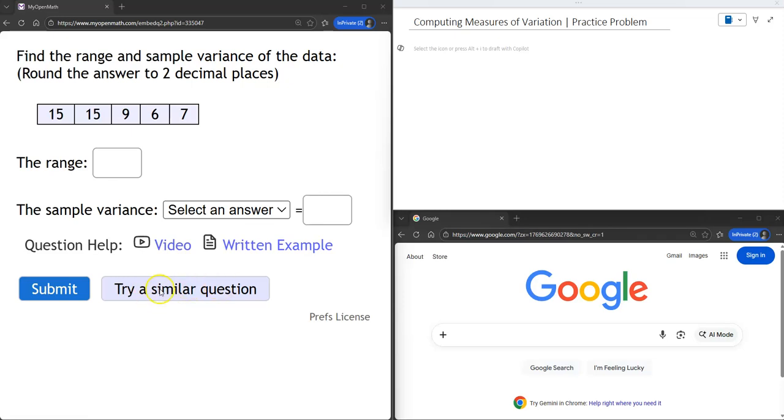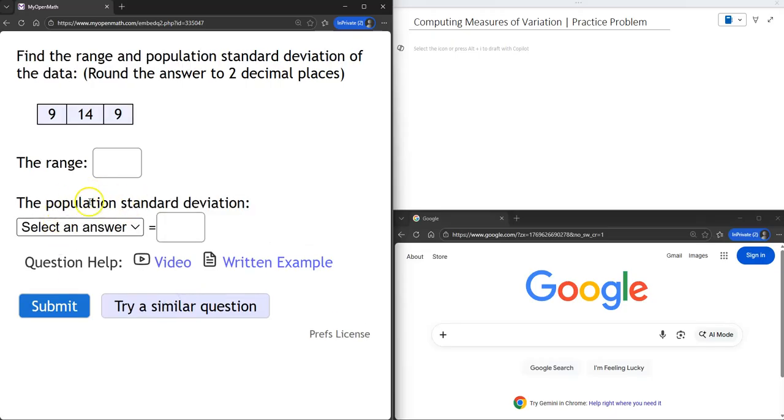If you try similar questions a few times, you'll see not only the dataset changes, but also the second measure of variation changes. Sometimes it's asking you to find the sample variance, sometimes the population standard deviation, and so on. So what's going on there? Well, we don't have any special notation for the range, and we don't distinguish between sample range and population range.